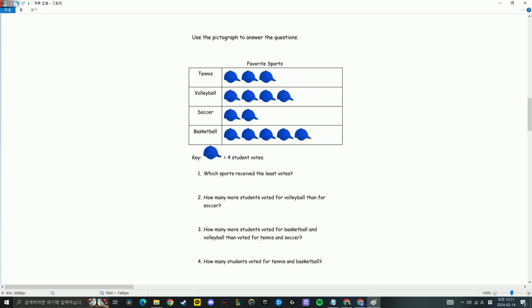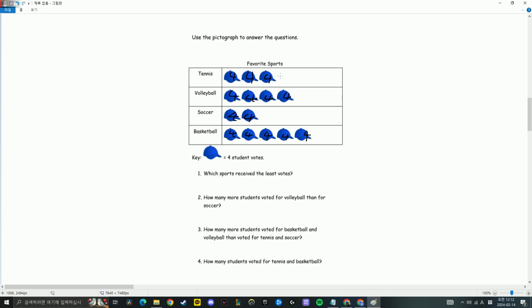Use the pictograph to answer the question. Favorite sports. So tennis has 3 caps, volleyball has 4 caps, soccer has 2 caps, and basketball has 5 caps. Okay, so 1 is 4 votes. So this one is actually 4. Everything would be 4s. So 1 cap does not equal 1 person, but rather it equals 4 students.